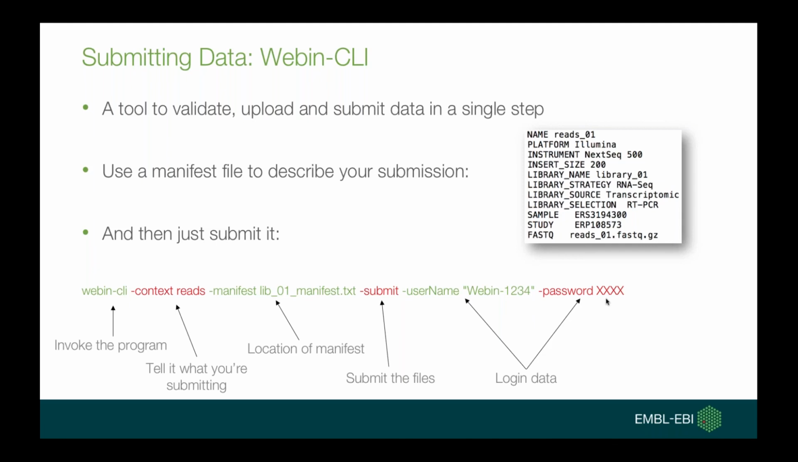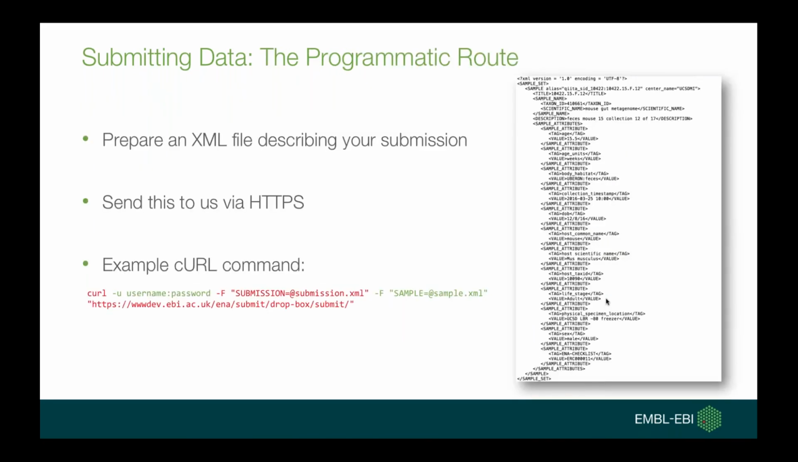It will spit out the results of the validation for you and give you a chance to correct any mistakes in your submission. So the final thing that we have to talk about then is the programmatic route. So this is the third submission route. And as I said before, you prepare an XML file describing the submission. An XML file looks a bit like this.